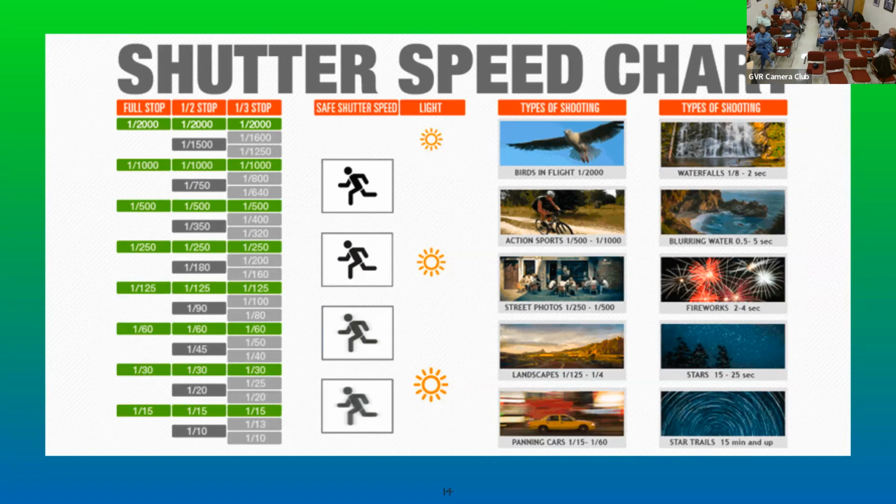By the way, I think my camera will do 1/32000th of a second. That's pretty quick. I've never used it. I can't imagine what I'd use it for, even for a Ruby-crowned Kinglet. Probably wouldn't have enough light to do it anyway. All right. So again, shutter speed.